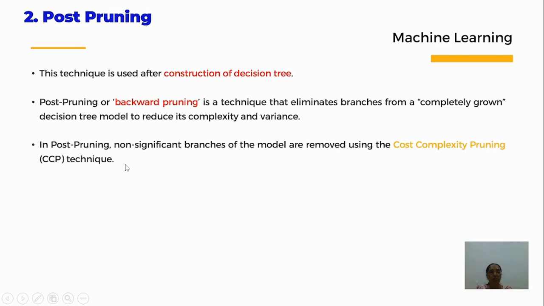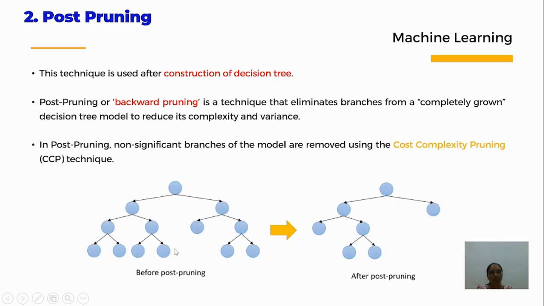Here in the post pruning technique, the non-significant branches of the model are removed using the cost complexity pruning technique, and this function is there in the decision tree sklearn. You can see here on the left hand side the decision tree before the post pruning, and on the right hand side the decision tree generated after post pruning.